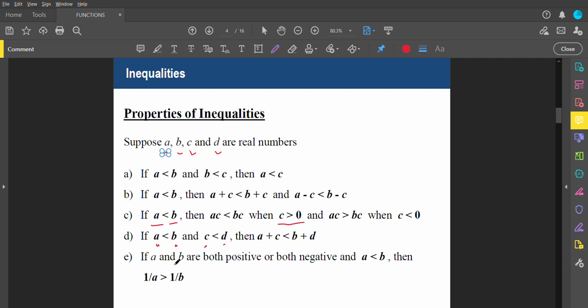The same properties hold. If A and B are both positive or both negative, and A is less than B, then you know that the reciprocal 1 over A is greater than 1 over B. Take for example A equal to 2 and B equal to 3. We know that 2 is less than 3, but certainly 1 over 3 is less than 1 over 2. This is very straightforward.